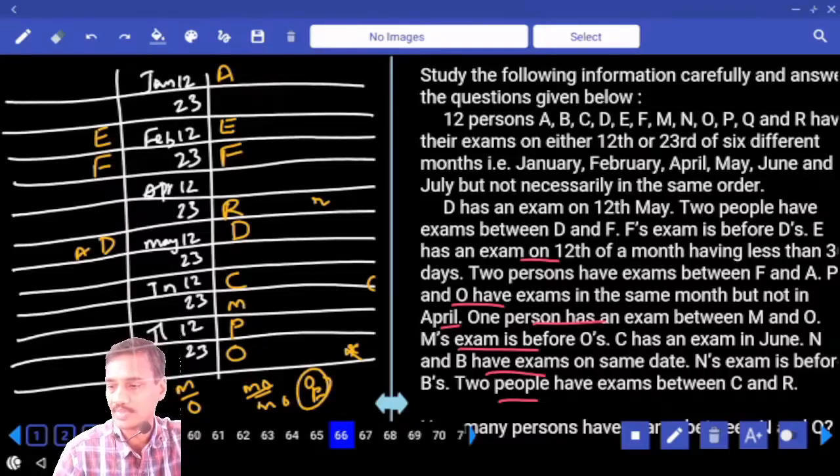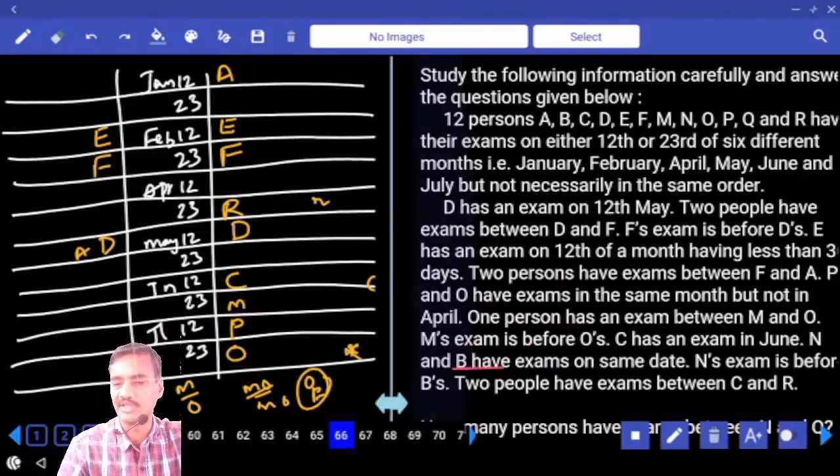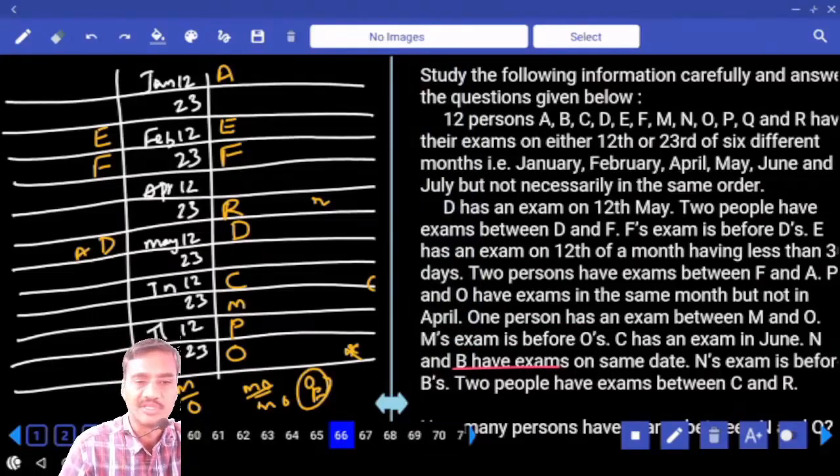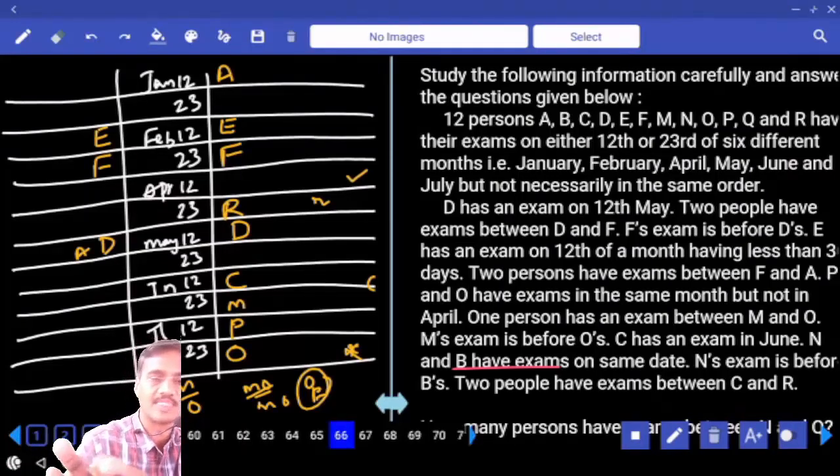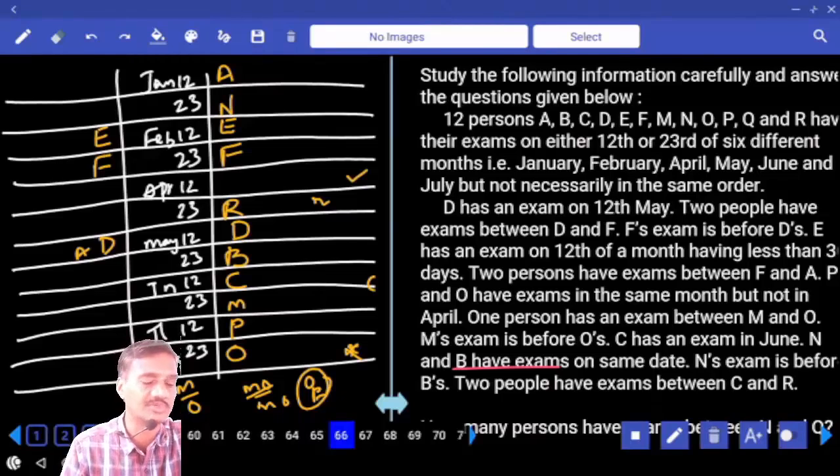And next one, N's exam is before B. N and B exams are on the same date. Then N, April 12th. April N is not possible because 12th is not vacant. All the remaining 12s were filled. Hence N is here. Now if N is here, that is Jan 23rd, and B is here. And who is the person left over? 1 more person that is left over is Q. Q must be here. Now this is about the 12 persons.